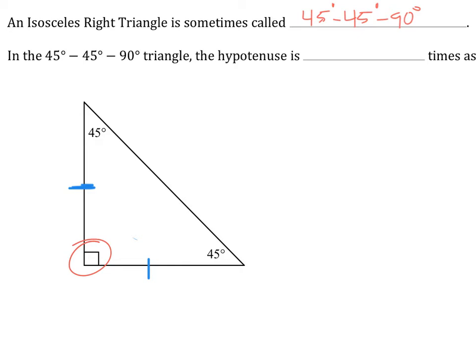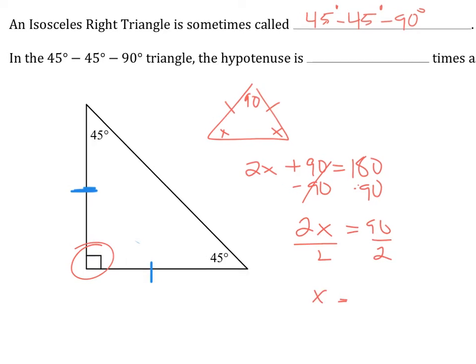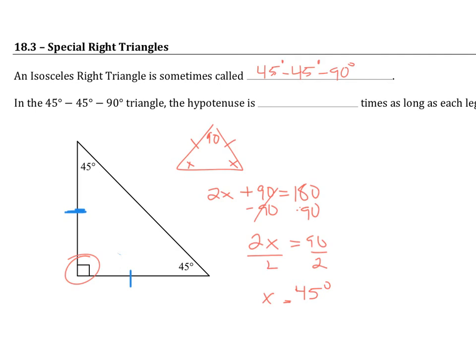And think of just a general isosceles triangle. If this is 90 degrees, this bottom one's x, that one's x. So 2x plus 90 has to equal 180. Subtract 90 from both sides. 2x has to equal 90. Divide by 2. So x has to be 45 degrees. Every single time you have an isosceles right triangle, they're going to be 45 and 45.